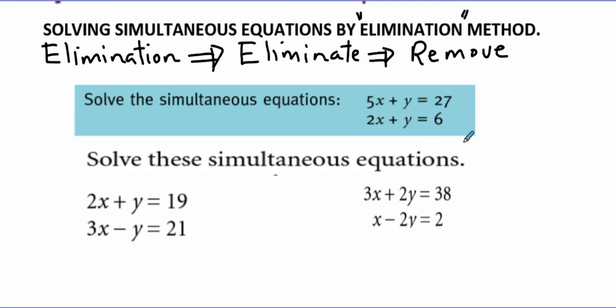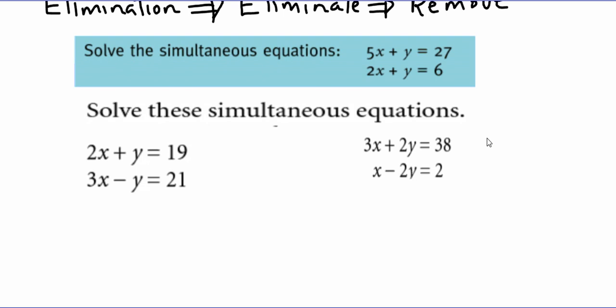So in this method, the elimination method, basically we try to remove one letter to find the other remaining letter. I should repeat this. The elimination method requires a candidate or a student to remove one letter in order to get the value of the other letter. See that? Let me start with this question here.